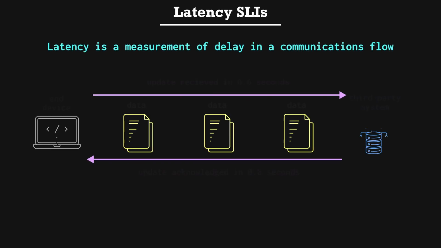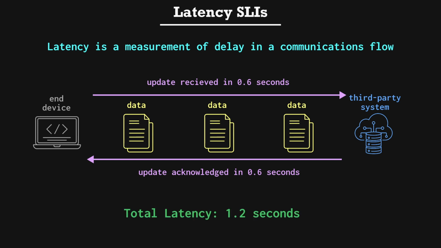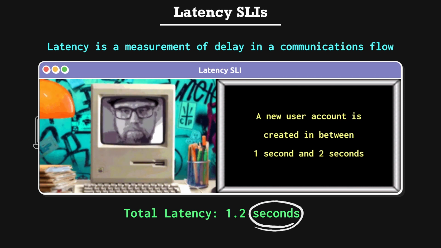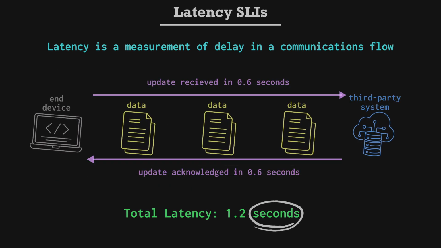Latency is a measurement of delay in a communications flow. This might mean the elapsed time between a request and response in terms of a RESTful API call, or it could mean the delay between a message being sent and an acknowledgement being received by the sender in an asynchronous communications flow. Latency is measured in units of time. Typically, we measure latency with a single upper boundary, like a new user account is created within 2 seconds. But we might also add a lower bound, like a new user account is created in between 1 second and 2 seconds. This can help us to avoid over-engineering for low latency when low latency isn't really required.